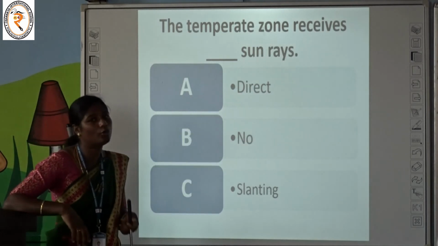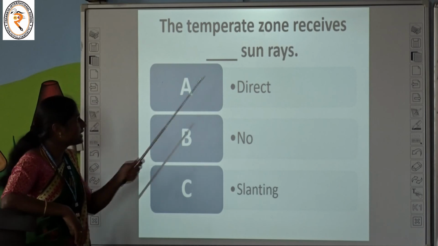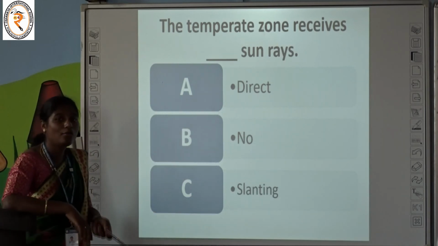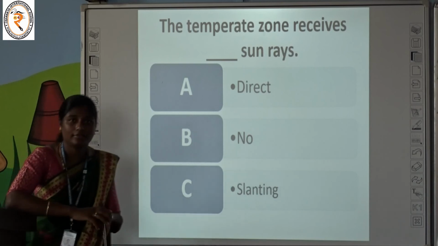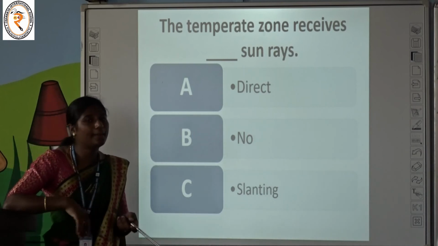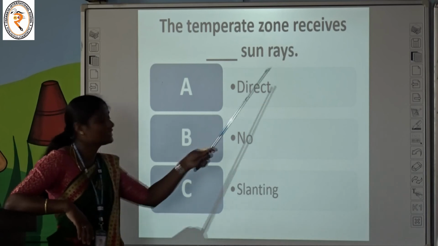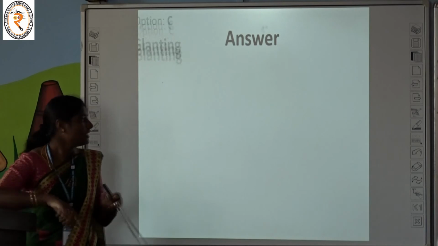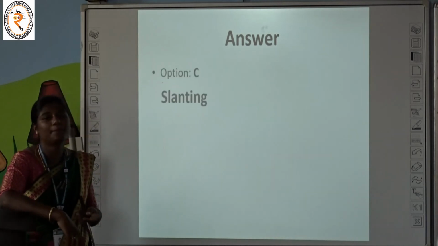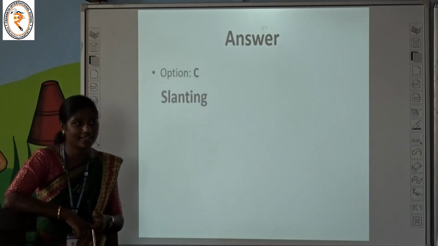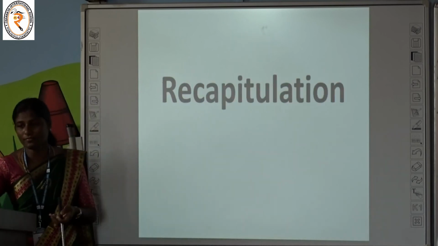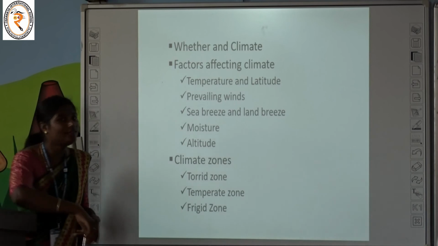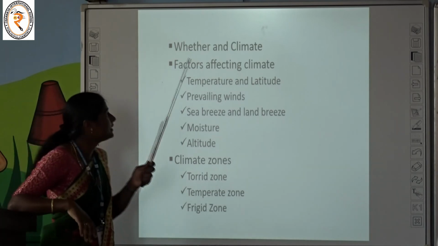The temperate zone receives dash sun rays: direct, no, or slanting? The equatorial zone gets direct sunlight and the temperate zone gets dash sun rays. So the answer is option C, slanting sun rays. The temperate zone gets slanting sun rays. Understood? Okay. Now let us recall the chapter we have seen in this lesson.